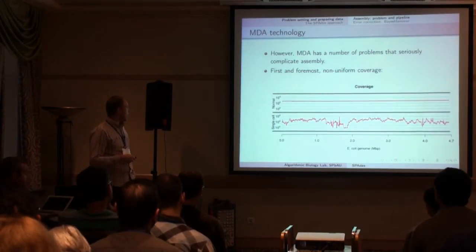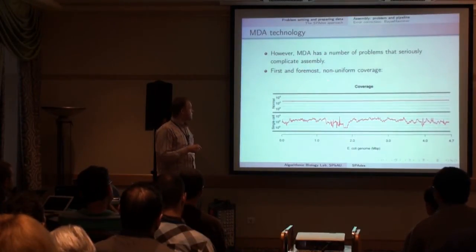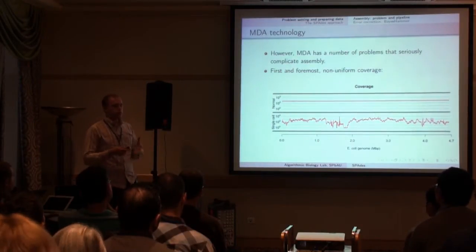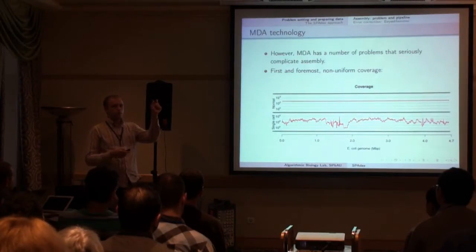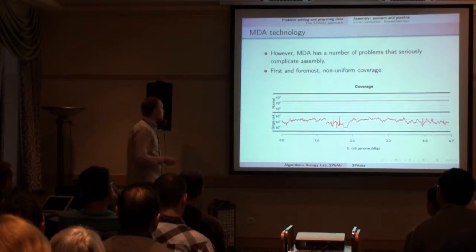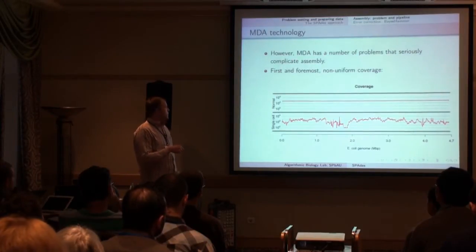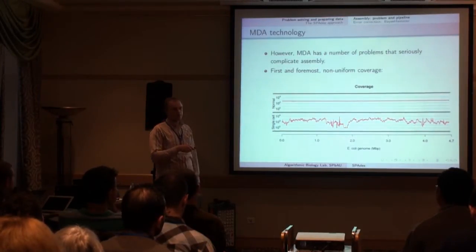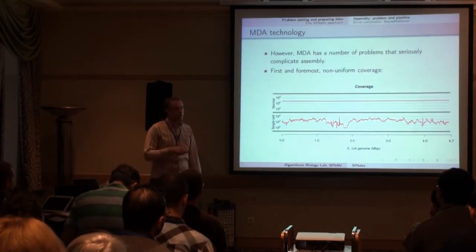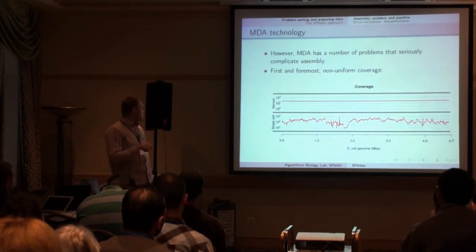So first of all, and the most important problem of them all, is highly non-uniform coverage. Coverage is the number of times each base in the genome gets copied in the reads. In conventional multi-cell sequencing, you basically get uniform coverage along the entire genome. There are variations, but they're very, very small. In single-cell sequencing, you get highly non-uniform coverage, and this is a logarithmic graph actually.